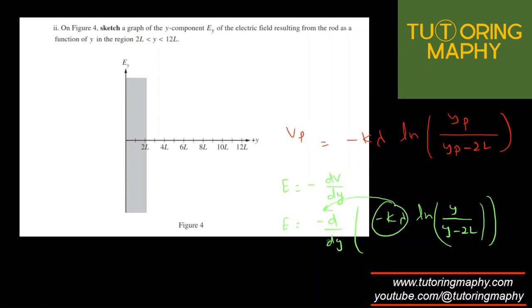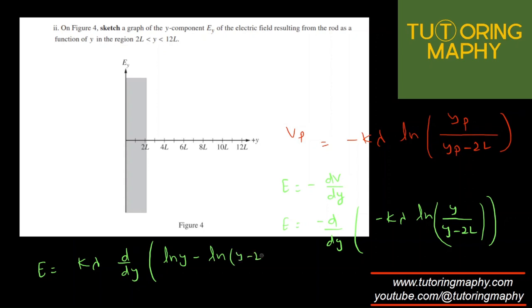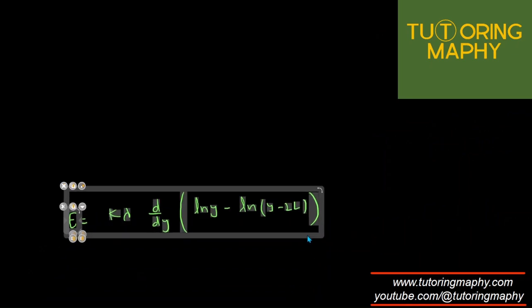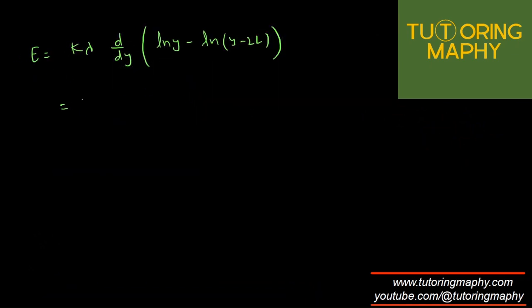Negative k lambda comes out, and the double negatives become positive. So the electric field will be k lambda times the derivative of, and at the same time log a over b is log a minus log b. That will just make it a little easier for us to find the derivative. All right, let's take this to the next slide. So this is what we have. Let's find the derivative now. So that's going to be k lambda. The derivative of ln y is 1 over y, and of ln of y minus 2L is 1 over y minus 2L. This is the electric field.